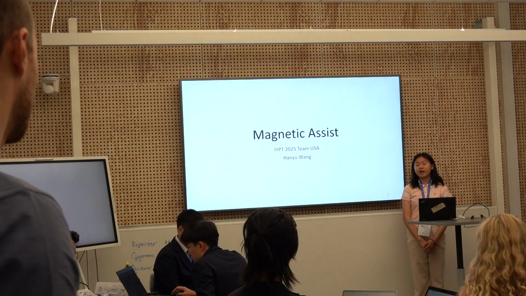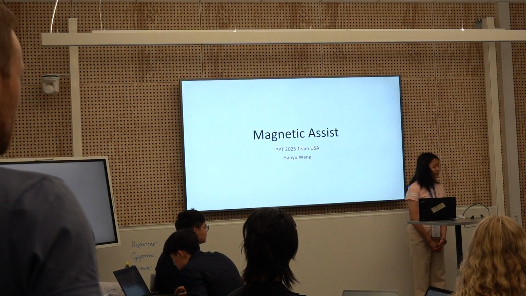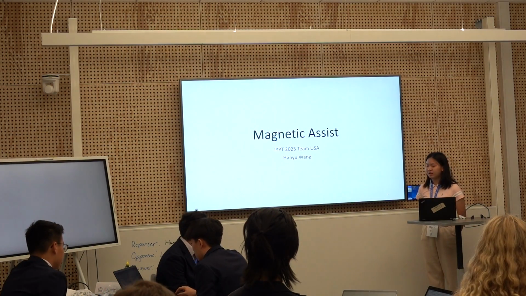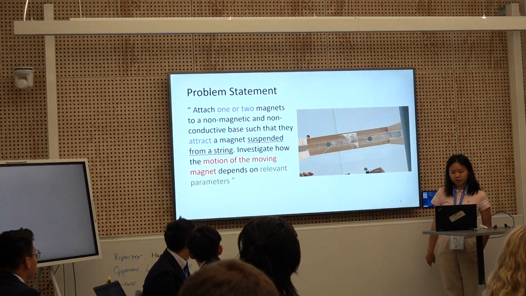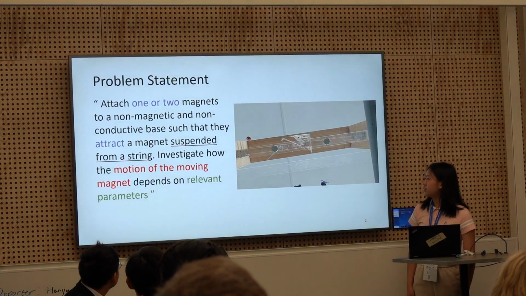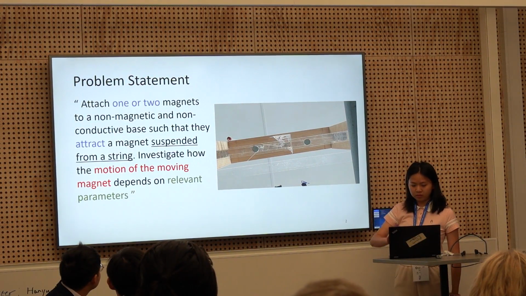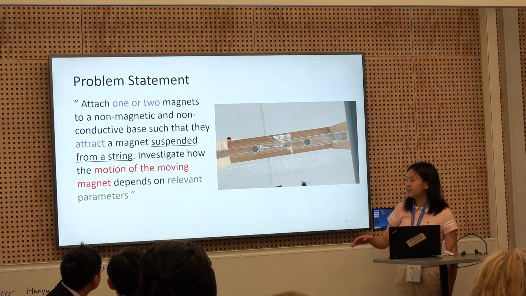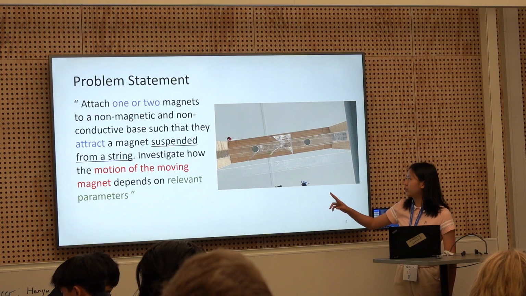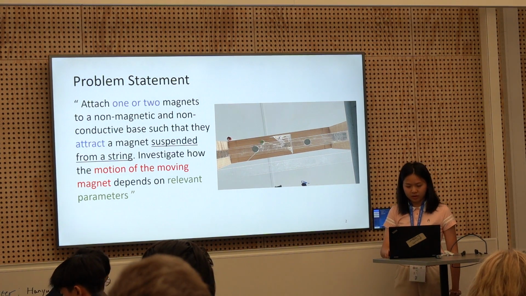Whenever you're ready, you could start if you want to. Okay, hello everyone, I'm from TNSA. I'm going to present the magnetic assist. So this problem is basically attaching one or two magnets under a magnet pendulum and seeing how its motion is affected by other relevant parameters, as you can see from the video. So basically when you release the moving magnet, it will jump between two magnets and finally oscillate around one of the magnets if there are two magnets in the case.